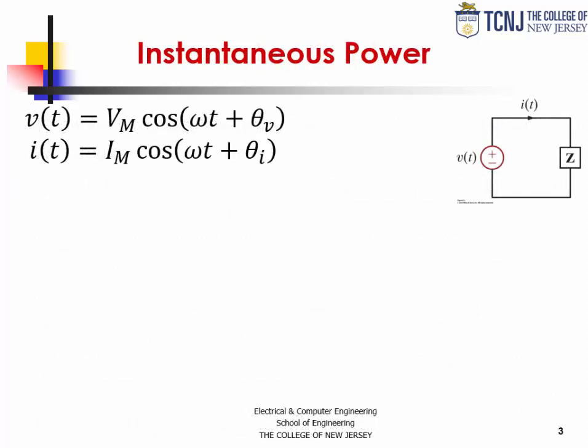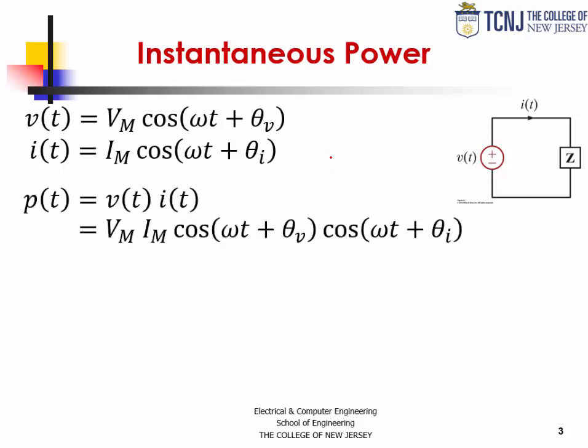First, let's look at instantaneous power in AC circuits. If we have a voltage and a current with the following equations, as we have seen before, given by a magnitude, a frequency and some phase angle, and also of course a current with a magnitude, a frequency, and a phase angle for the current, we know that the instantaneous power is the product of the voltage times the current. So if we just formulate that expression, we have this over here.